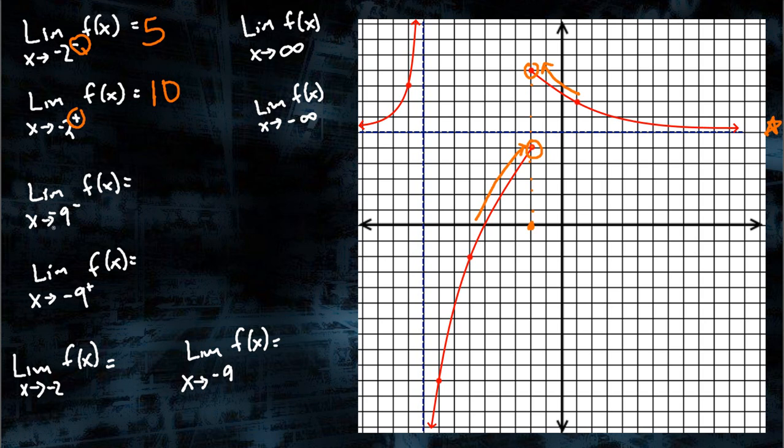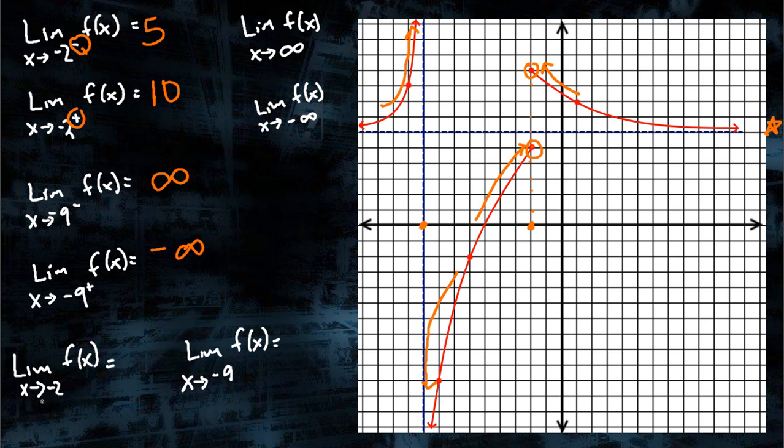The next one, what's the limit as x approaches negative 9 from the negative side? Well, negative 9 is right here. And if I approach it from the negative side, I see that my graph is getting very steep, but up, positive infinity. What if I approach negative 9 from the positive side? Well, from the positive side, positive's way off to the right. If I approach it, I'm going very far down, so negative infinity.